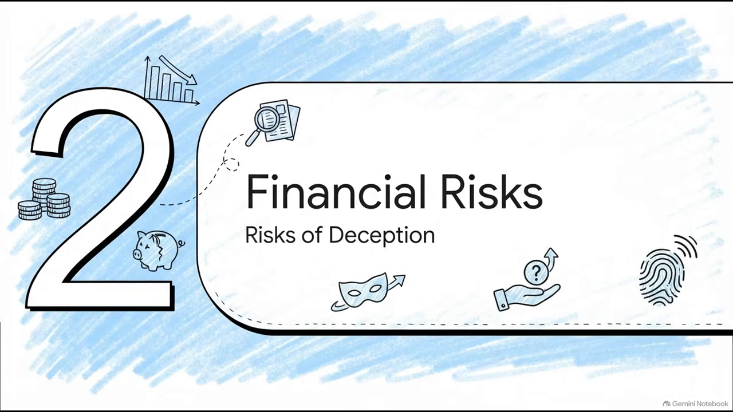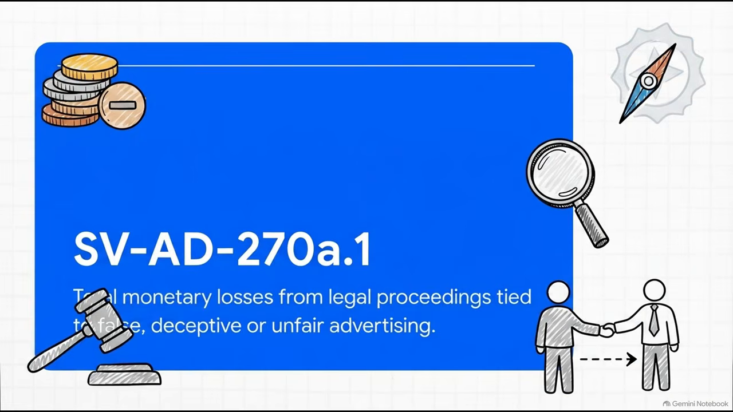Moving on to Section 2, Financial Risks of Deception. Let's see how this actually builds into real-world consequences, because we're looking at the absolute most punitive metric an agency can face: hard financial losses. Metric SVAD 270A.1 requires companies to disclose the total amount of monetary losses they've incurred from legal proceedings associated with false, deceptive, or unfair advertising.